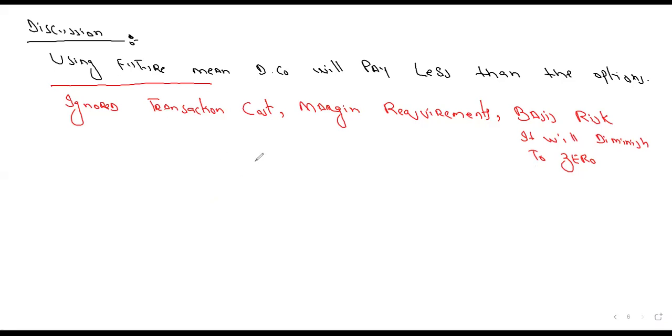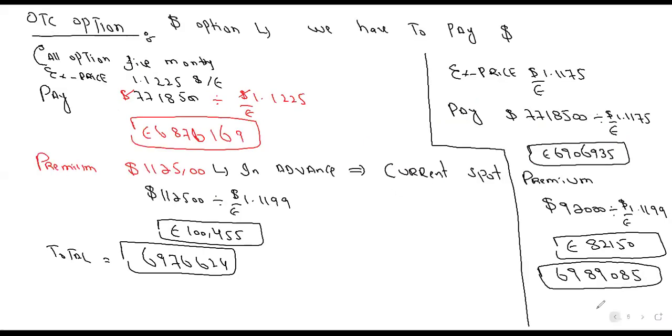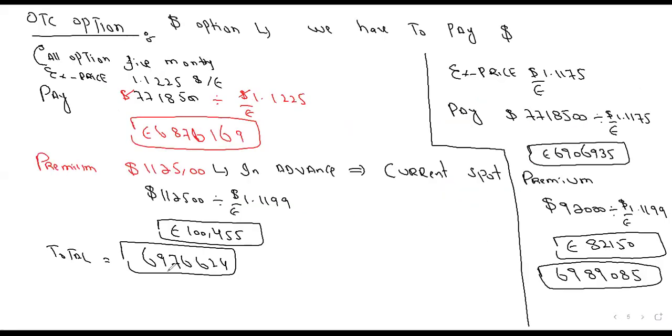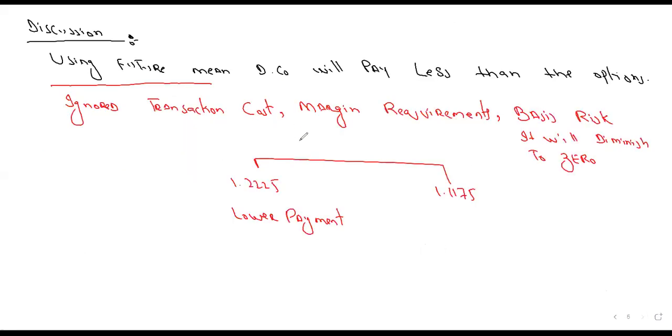Now, if we compare the two options, one is the 1.1225 and the other one was the 1.1175. You will tell the examiner the options contract with a price of this gives a lower payment. You can see 6976, this is 6989. Now, beside that, you should tell the examiner these two options are over the counter options.